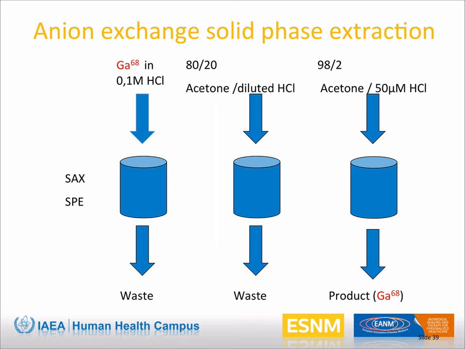And finally, you elute off the gallium with acetone and a small amount of hydrochloric acid. So your final product, the gallium, comes off in acetone and hydrochloric acid. Here you need to remove the acetone before the synthesis so it doesn't end up in the ready radiopharmaceutical.